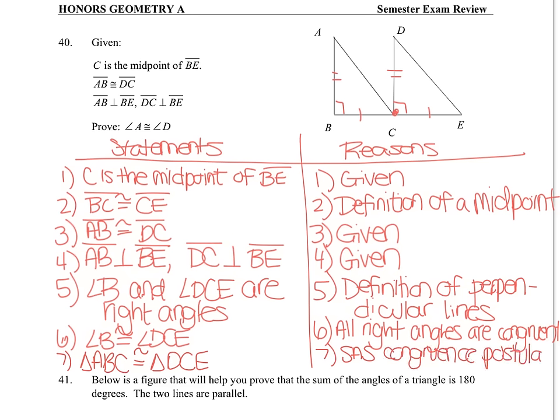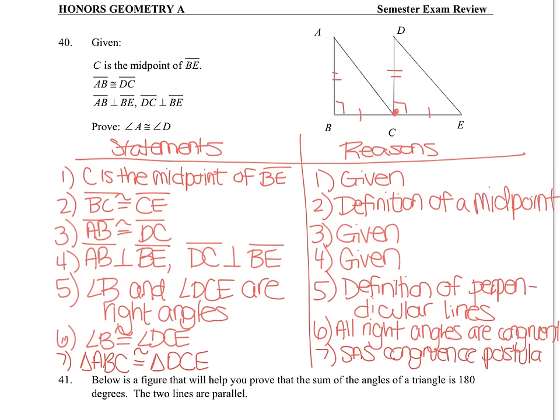The last question we have is 41. And what it says is, below is a figure that will help you prove that the sum of the angles of a triangle is 180 degrees. The two lines are parallel. So we know M is parallel to N. That is basically our given.